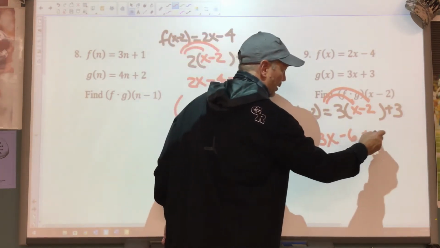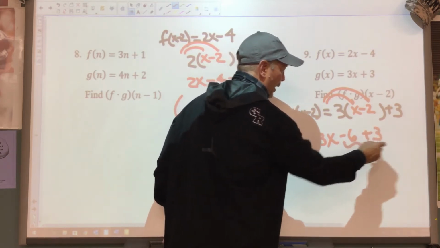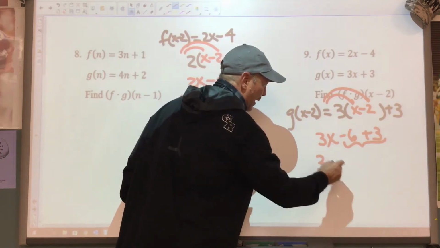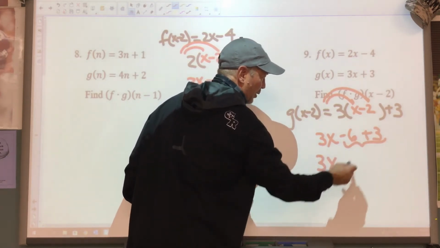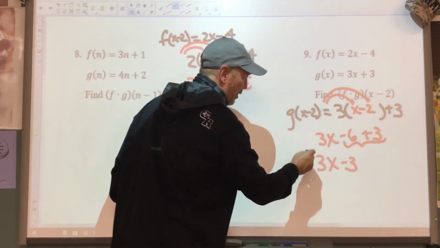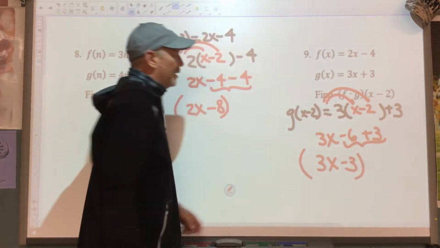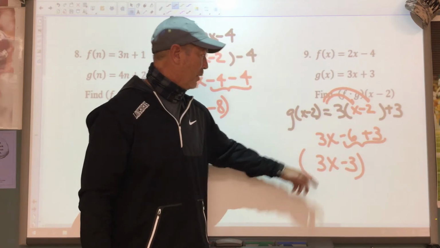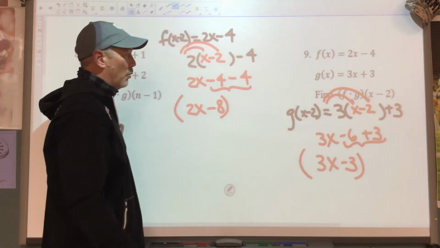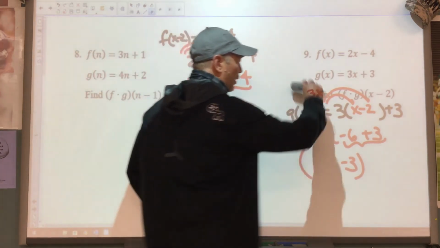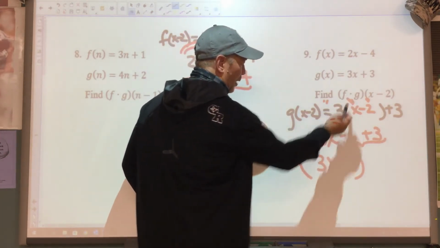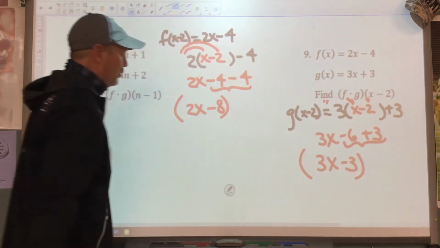Plus 3. We combine like terms, and I'm going to get 3x, negative 6 plus 3 is a negative 3. This is our g. That's what we get when we evaluate for the g function. But what does it say to do? What did we say we were going to do here? It said that we were going to multiply our two answers, our two functions.